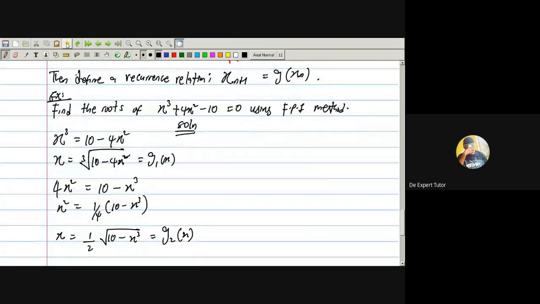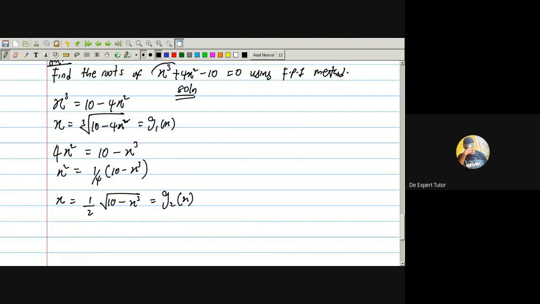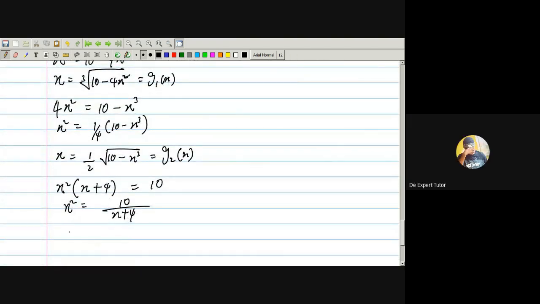Also, another student might decide to factorize x away from this place. You know that the maximum power of x I have here is x squared. I can factorize x squared away and say I have x plus 4 equal to 10. So I have x squared equal 10 divided by x plus 4. Then from here, x equal the square root of 10 over x plus 4. So this is my g3 of x.